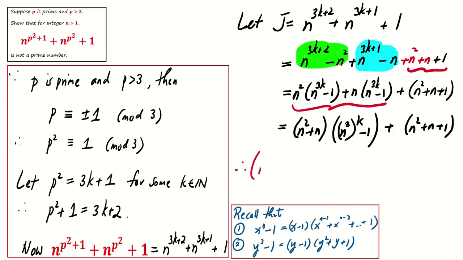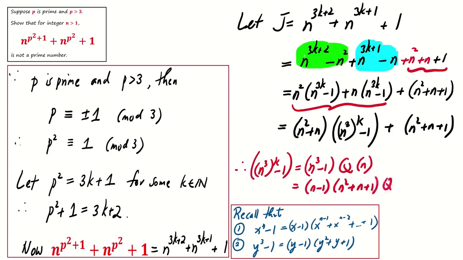With this, n to the power of 3 to the power of k minus 1 can be written as n to the power of 3 minus 1 times a polynomial qn. In this case, we are using the first result by putting n cubed equals x. Let's continue. From this, n cubed minus 1 we can write as n minus 1 times n squared plus n plus 1. So as shown, now we combine the n minus 1 and qn as rn. So this expression can be written as n squared plus n plus 1 times rn.